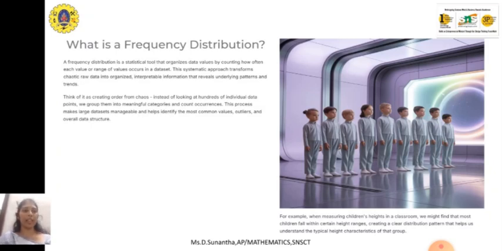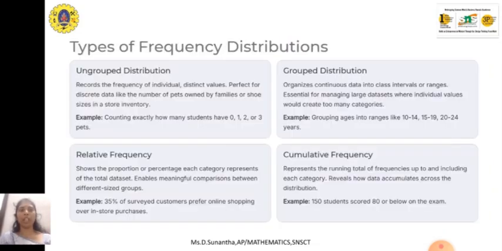So here is the example. When measuring the children's height in a classroom, we might find that most children fall within a certain height range, creating a clear distribution pattern that helps us understand the typical height characteristics of the group. Now let us see the types of frequency distributions. Those are ungrouped, grouped, relative and cumulative.